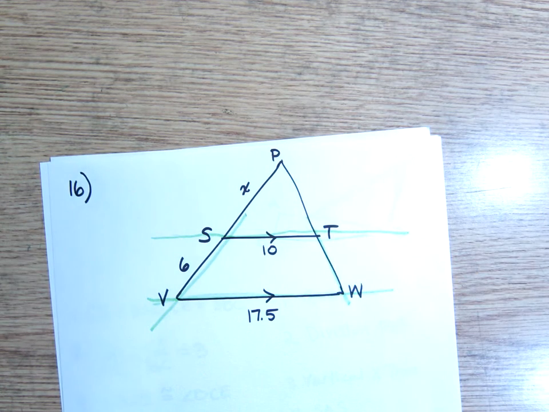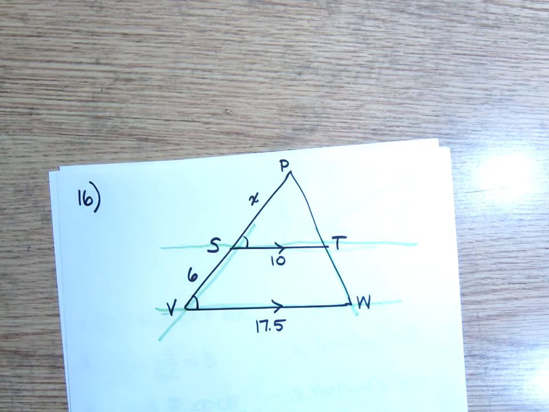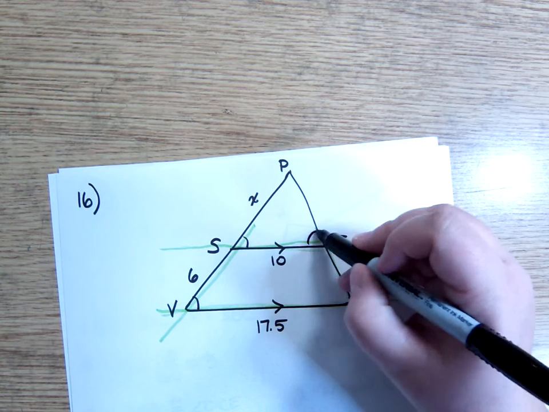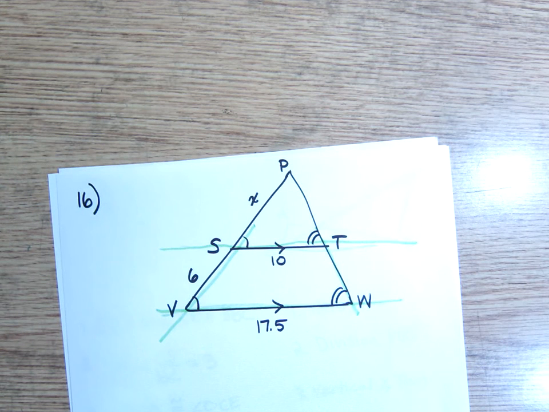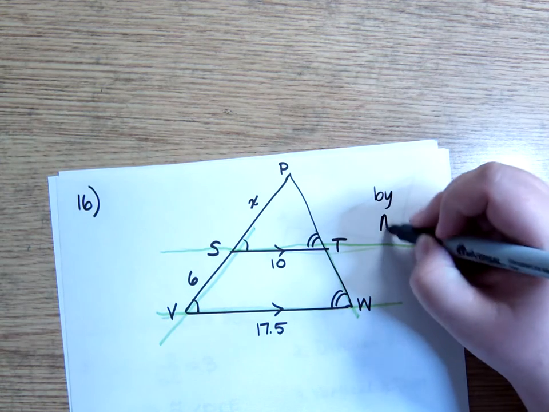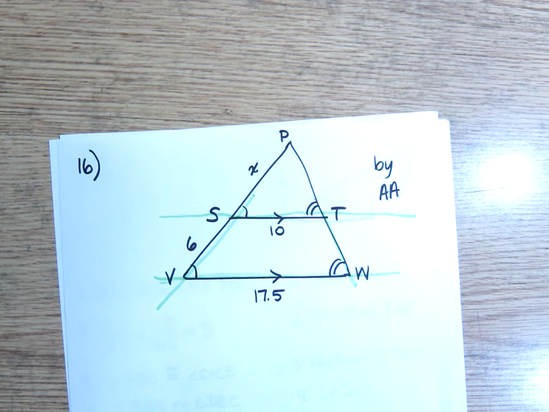So that means we have two pairs of corresponding angles. This is a pair of corresponding angles. In other words, the corresponding angles postulate tells me that those two angles are congruent. And this is a pair of corresponding angles. The corresponding angles postulate tells me these two angles are congruent. So that's why I know that these triangles are similar by AA. Okay, so that's how I know the triangles are similar.